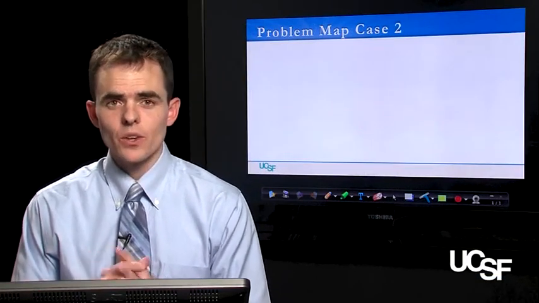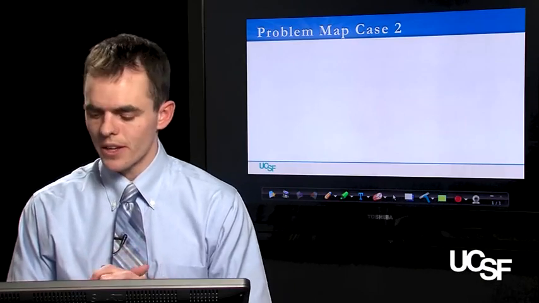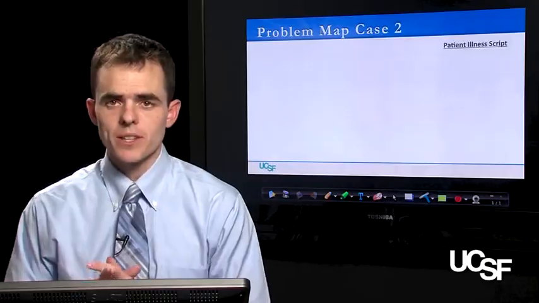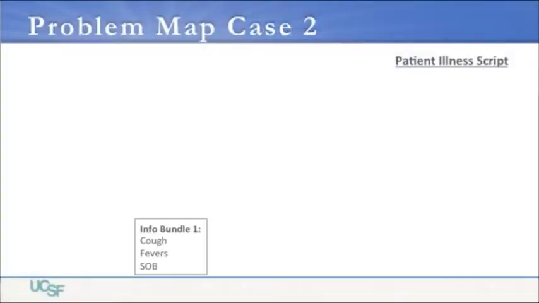Now let's do case 2, okay? And this isn't going to be quite as linear, all right? So we start with our patient illness script section over on the right side of the board. Our first information bundle is that the patient comes in with cough, fevers, and shortness of breath. We update our patient illness script that shows that this is a 66-year-old woman. We think she's healthy. The duration seems acute or subacute, productive cough, fevers, and shortness of breath.